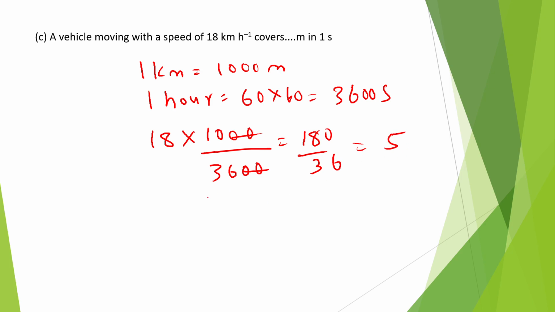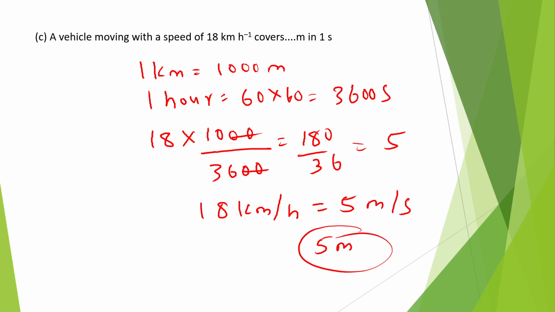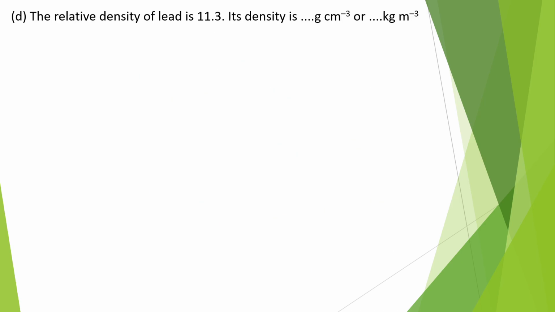So 18 kilometer per hour is equal to 5 meter per second. So the answer is, it covers 5 meter in 1 second. This is the answer, 5 meters in 1 second. Alright.